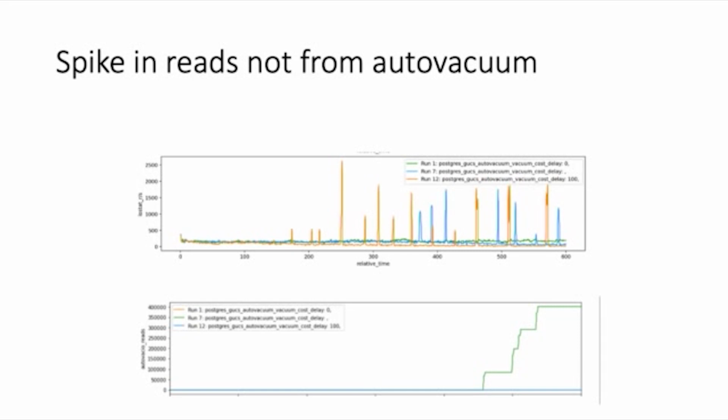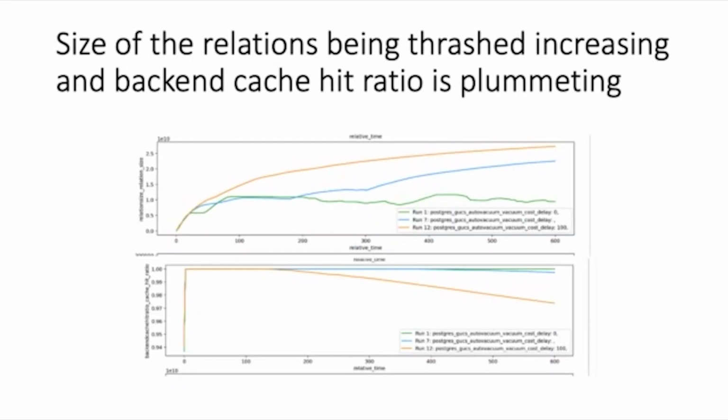And then this is from PGCon. It's auto vacuum reads. And so, of course, it's waiting. It's not doing anything, so it's not doing reads. And this is the total relation size. So you can see that the relation on the top is getting much bigger when we're not vacuuming it frequently enough, which makes sense.